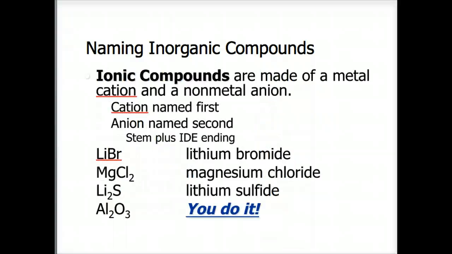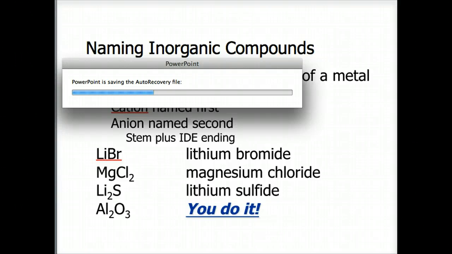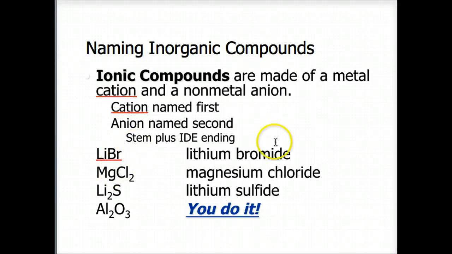Now, we want to name them. Remember, ionic compounds are a metal and a nonmetal. The metal is positively charged, and the nonmetal is negatively charged. Cations are named first, and anions are named second with the -ide ending. So lithium, being the metal, gets its full name. Bromine is not bromine, but bromide. Magnesium chloride, lithium sulfide. So I wonder what you think the next one is.